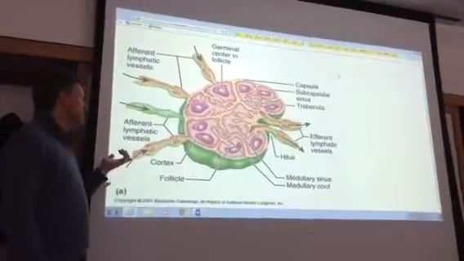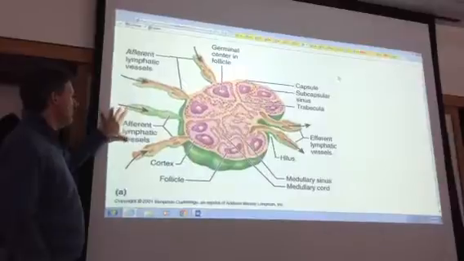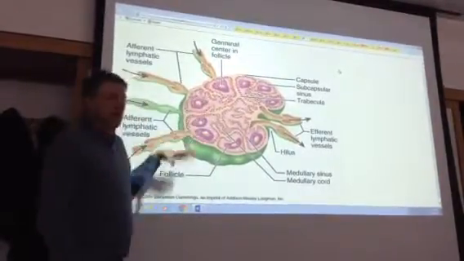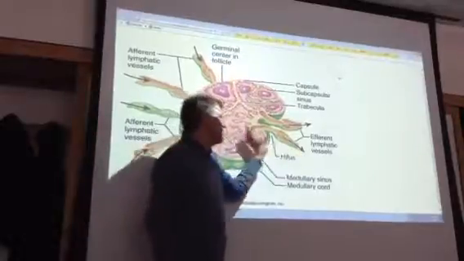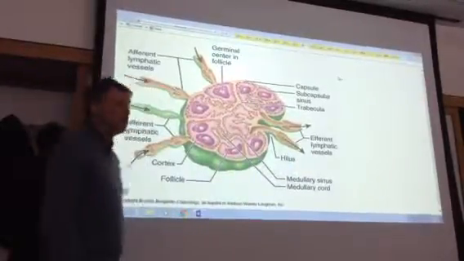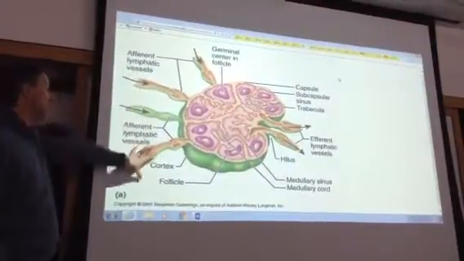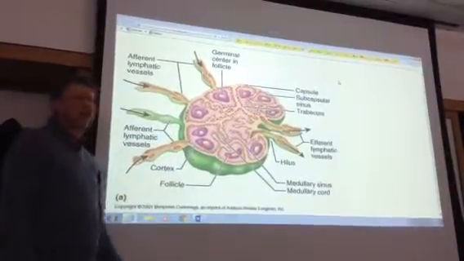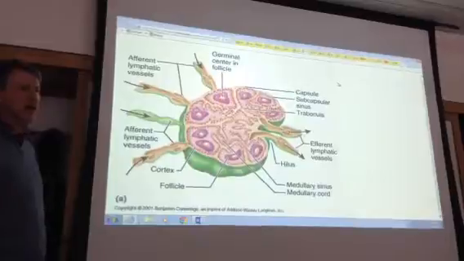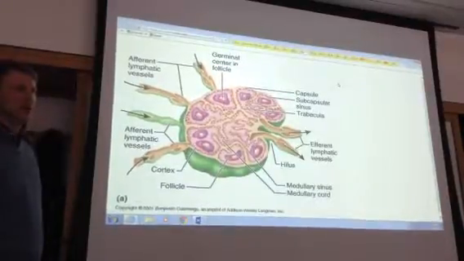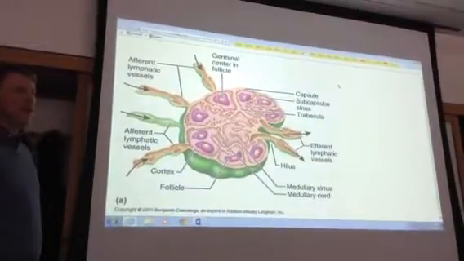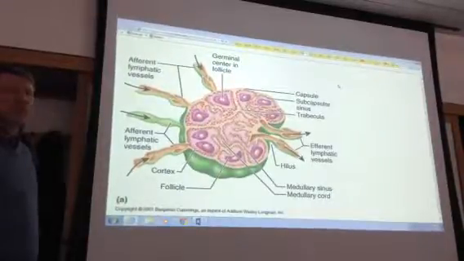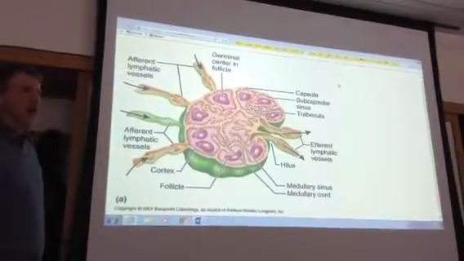Other things you should know: afferent lymphatic vessels are taking the lymphatic fluid into the lymph node, and then the efferent lymphatic vessels are taking it away. There's usually a lot more afferent lymphatic vessels than efferent lymphatic vessels. So what does that mean about the flow of fluid? Does it go fast or slow? If you've got a lot of ways in but only a few ways out, how fast is the fluid going? Very slow, right? It's like a bottleneck on the highway.